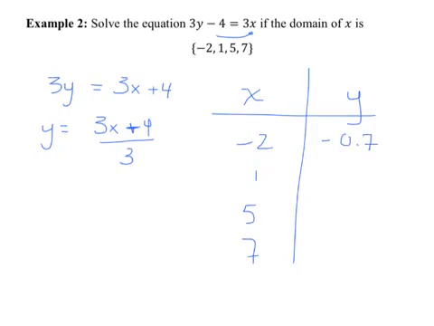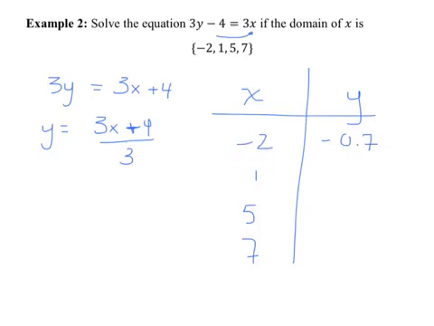Okay, what am I doing again? I'm taking this negative 2 right here, plugging that in for x. This becomes negative 6, plus 4 is negative 2. Negative 2 over 3 is negative 2/3. Negative 2/3 as a decimal is negative 0.66666 repeating, which we can round to negative 0.7. Okay, that's my first value.